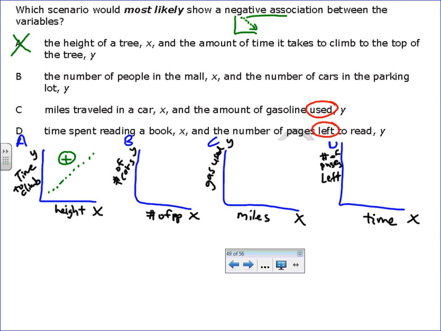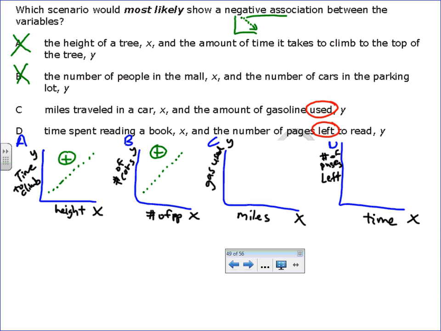B says the number of people in a mall, the number of cars in the parking lot. Well, typically the more people that are in the mall, there's going to be what? More cars. Not always, but usually, right? Some people are going to take the bus. Some people might carpool, but in general, more people in the mall, you're going to have a full parking lot, like on Black Friday. This is also positive.